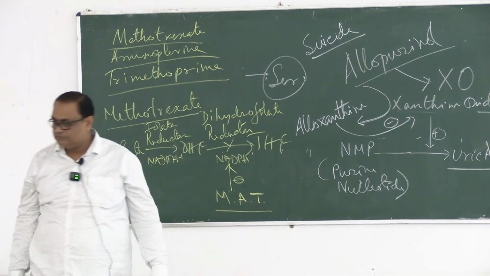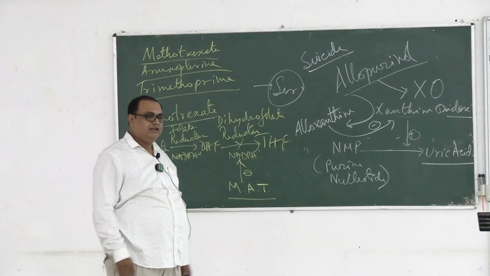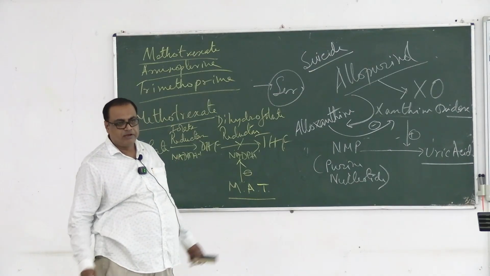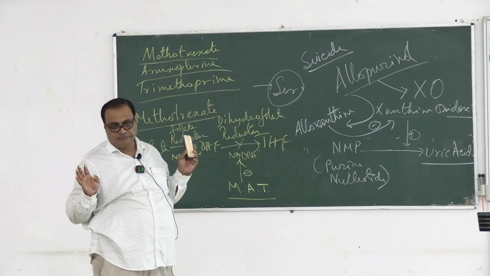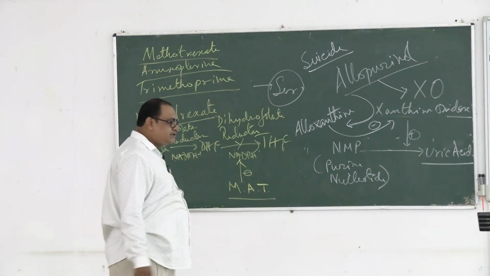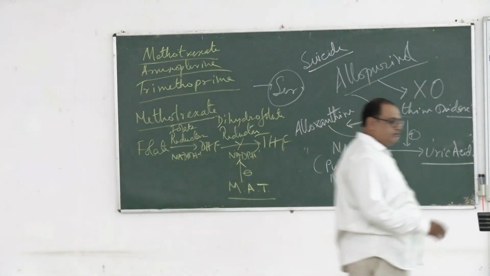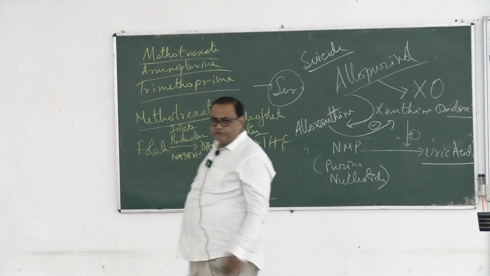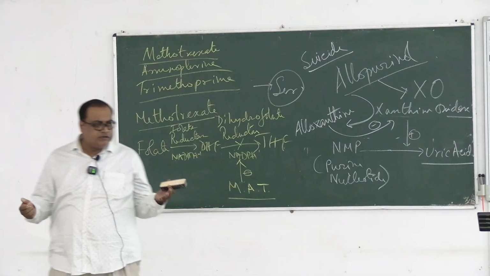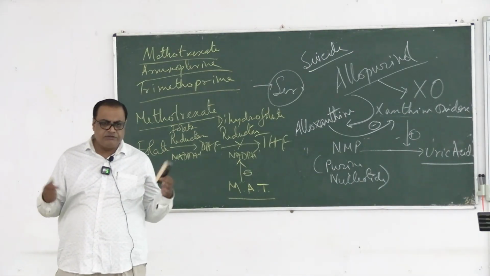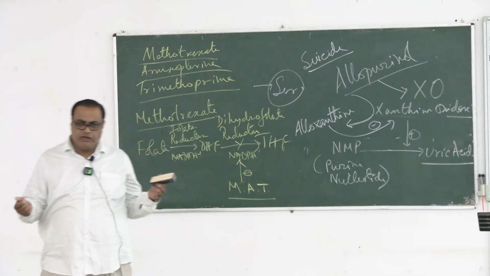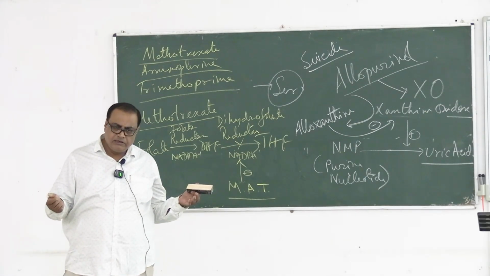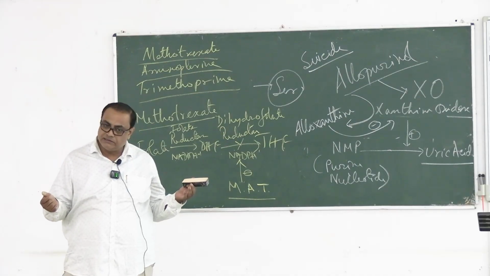How? By competitive inhibition. Okay? That is why these drugs are used as anticancer drugs. Now, synthesis of folic acid is required for what? For thymine. Thymine is required for synthesis of DNA. Right? So without DNA, our cell will die, and so will cancer cells.